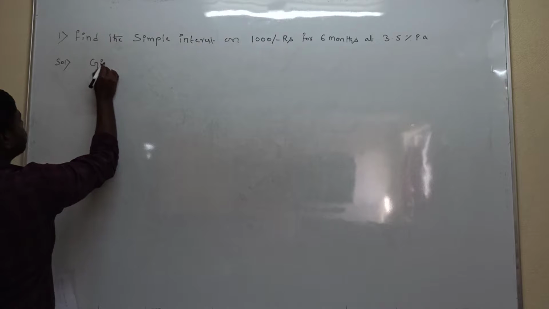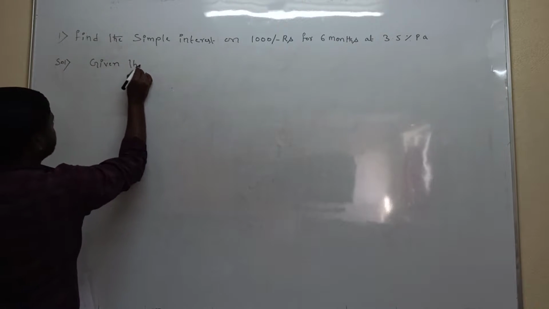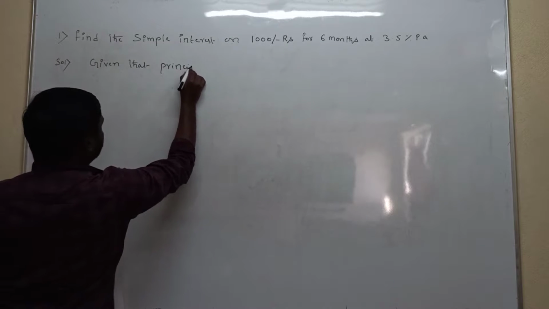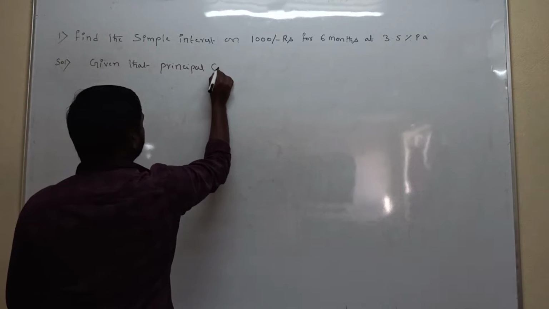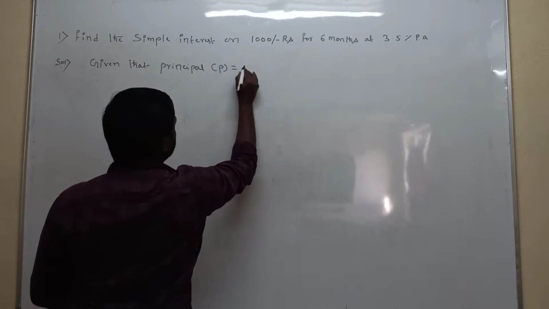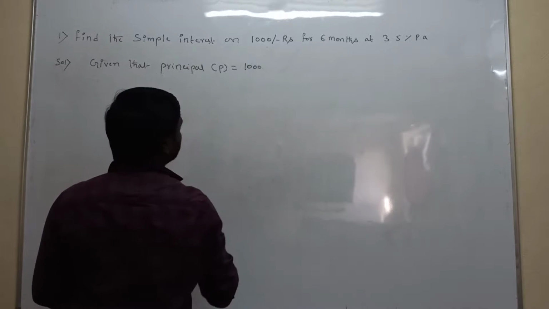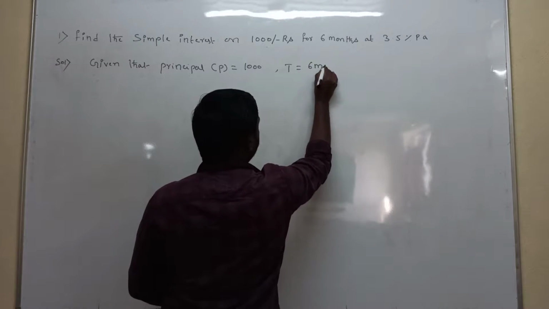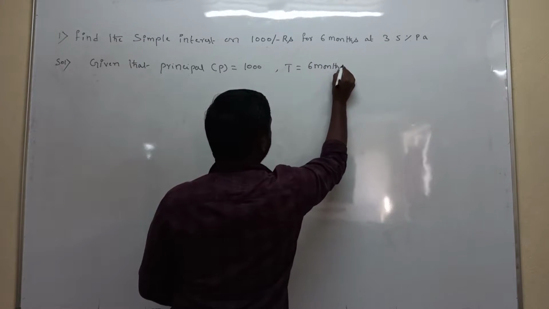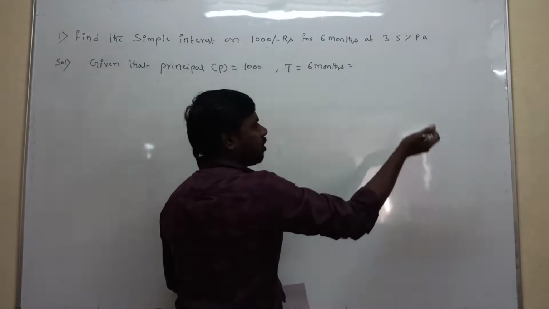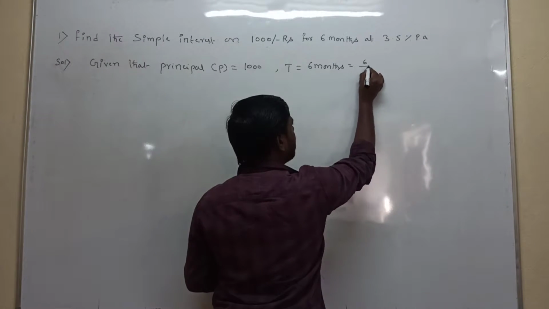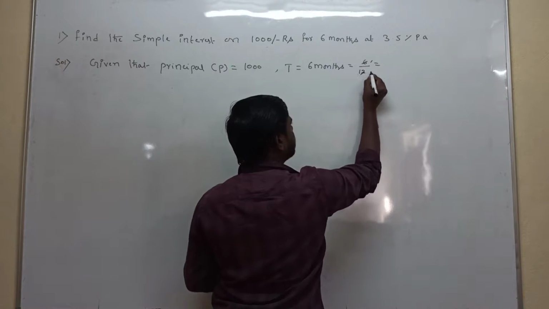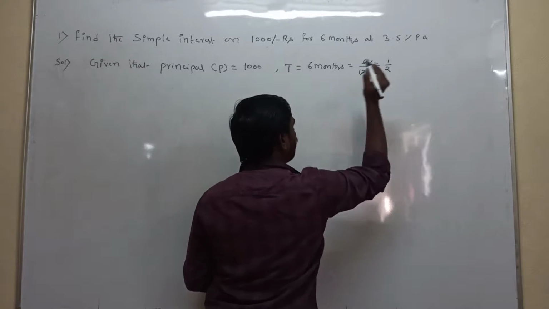Given that principal amount, capital P. What is the principal amount they given? 1000 rupees. What is the time T they given? 6 months. But you are calculating the interest per year. That's why to convert 6 months to years, it is 6 divided by the total 12 months in 1 year. 6 1 6 2. The time T is equal to 1 by 2.